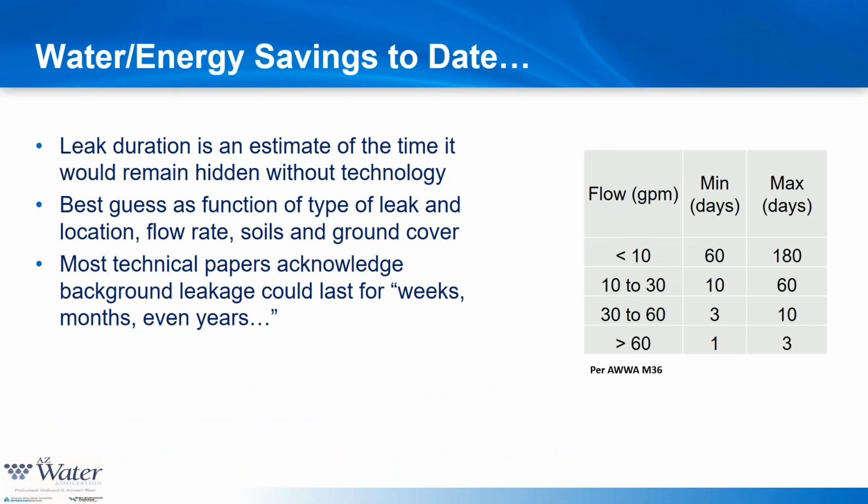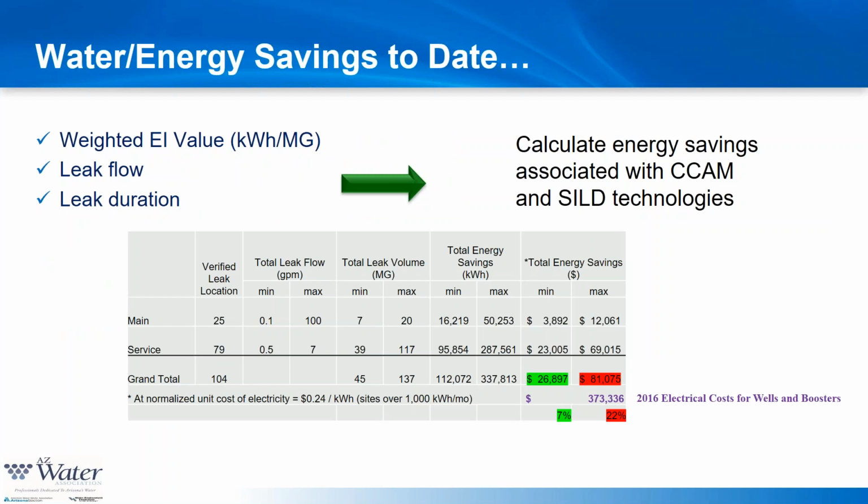Now, what is this bookend here? This is for AWWA M36, and our research team decided to put in some bookends here. Anything less than 10 GPM, we said was going to be between 60 and 80 days. The flow duration for 10 to 30 was 10 to 60, and so forth. Anything over 60 was going to surface pretty quickly. It's a best guess based on a lot of different things that you can see there, and a lot of technical papers, including M36, say it could last for weeks, months, and years. So where are we today?